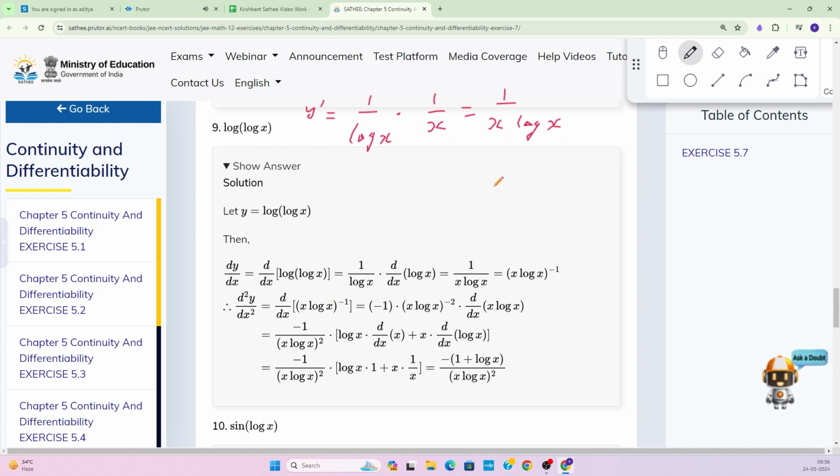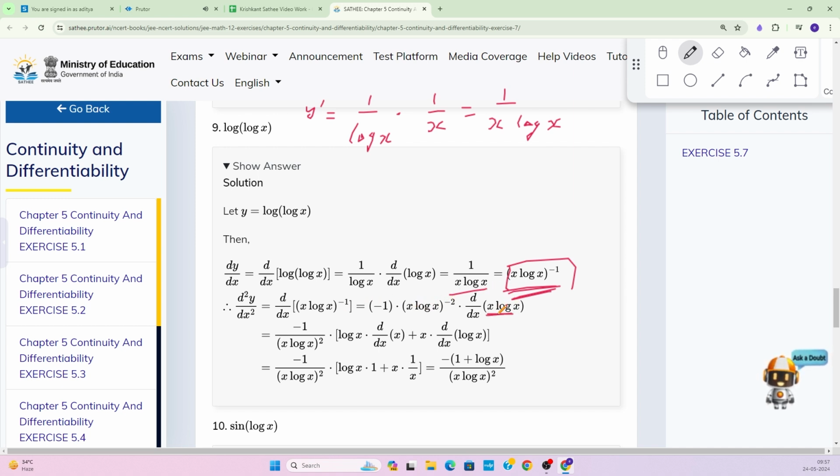Here we are using the power rule in this form. So the first derivative is this. We can rewrite this form as (x log x) whole inverse. Now differentiate this and you will get the second order derivative. So the second order derivative will be the same as the first order derivative of this form. You will have minus 1 times (x log x) to the power minus 2.